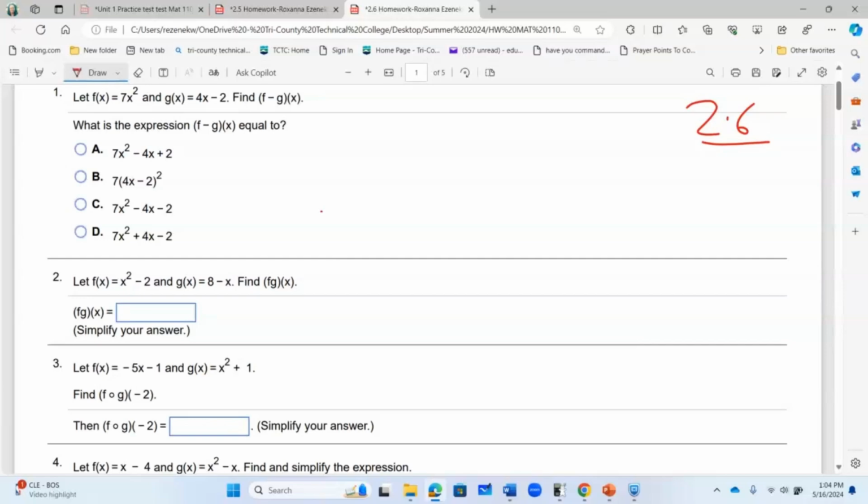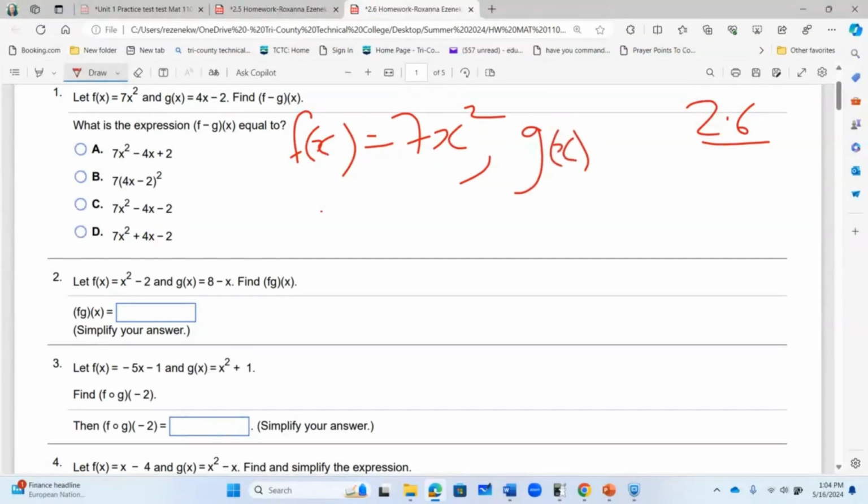All right, so the first one given to me is that f of x is equal to 7x squared. It's a quadratic. And then the next one given to me is that g of x is equal to 4x minus 2. And then I'm told to find f minus g of x.